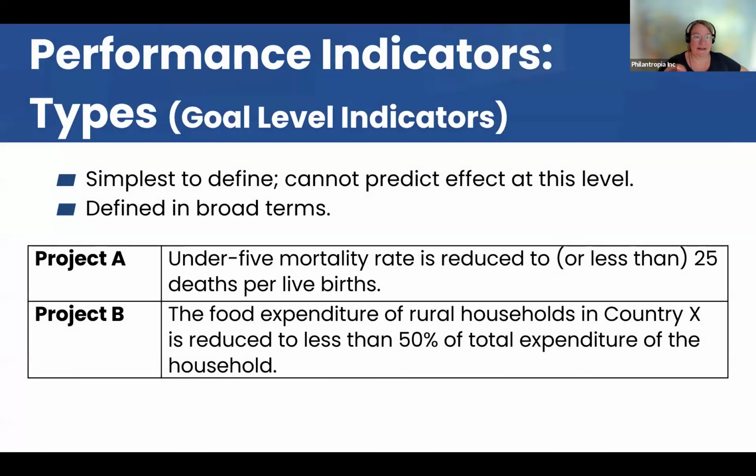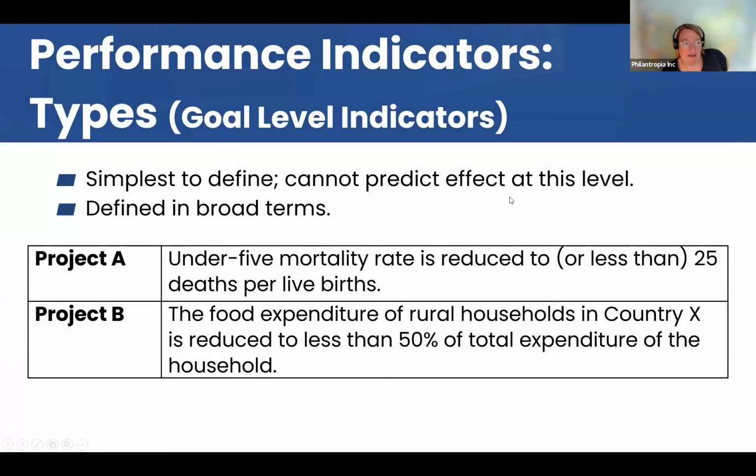Now we go again from the bottom to the top with some more examples. The goal level indicators, it's from the top to the bottom. So from the impact to the actual output. So from a very high aggregation level to a lower one.